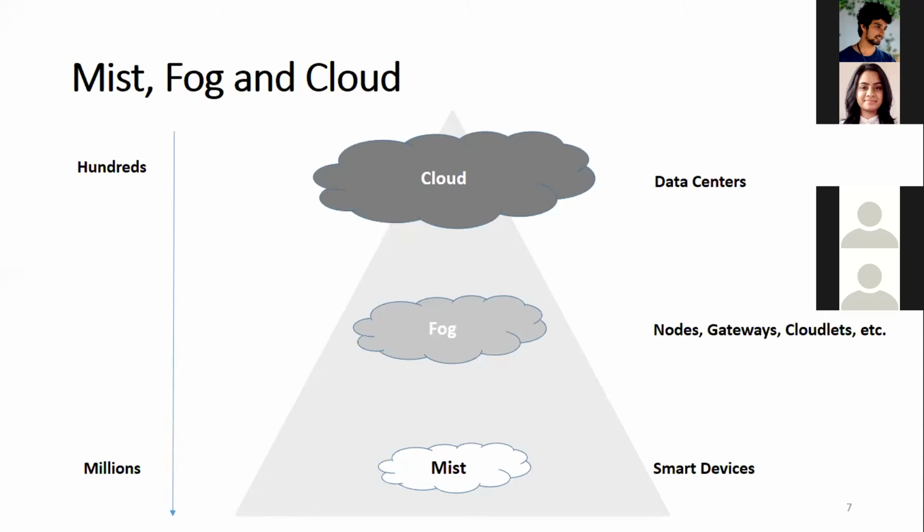Fog is the next level, which is denser than the mist, but thinner than the cloud. That means it has more computing power than mist computing, but has a lesser ability compared to cloud. Cloud has the highest computing power and analytic capabilities out of all. So if you look at the numbers, there are millions of mist computing devices, but you will find a few hundred clouds.